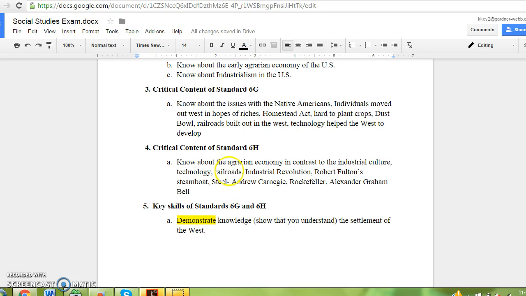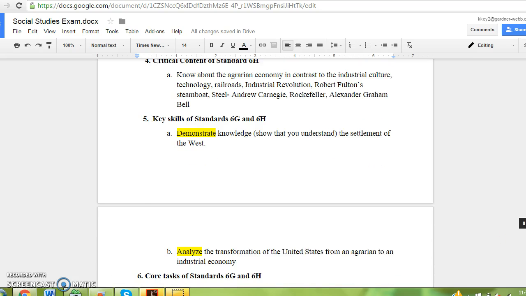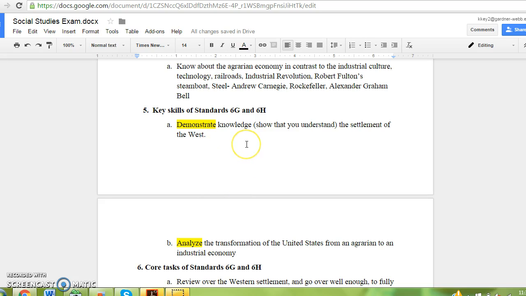So now I have to know the difference between moving from an agrarian economy, growing crops, just trying to survive off the land, to utilizing technology. The key skills of Standard 6G and 6H are to demonstrate knowledge, or show that I understand, the settlement of the West, and for Standard 6H, to analyze the transformation of the United States from an agrarian to an industrial economy. The key verbs I should focus on are that I have to demonstrate my knowledge of the settlement of the West, and I also have to analyze. So I have to really know the transformation of the United States from an agrarian to an industrial economy.